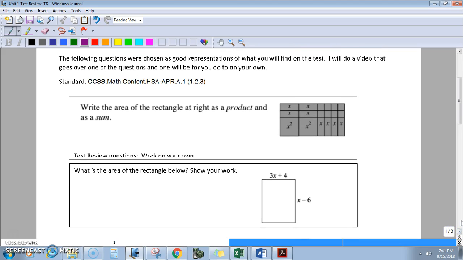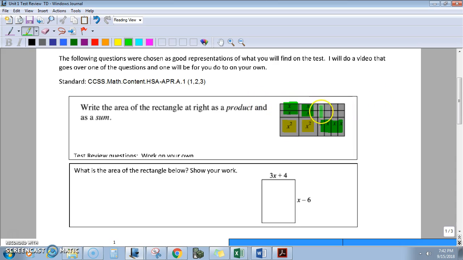Write the area of the rectangle, right, as a product and as a sum. So to answer it as a sum, we're just going to add up the end sides, right? So let's see, we'll keep medium. Let's turn this yellow. And we start with the x-sides. We have 2x squared, right? Then we have 1, 2, 3, 4, 5, 6, 7, 8 x's.